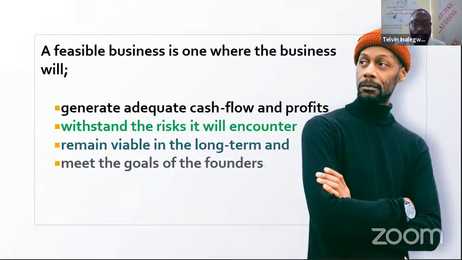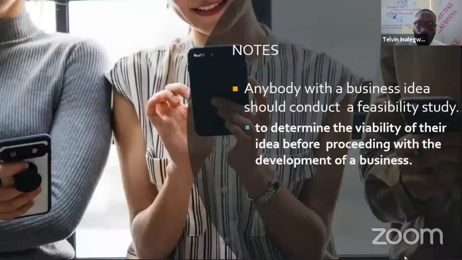And of course, a feasible business is one where the business will meet the goals of the founders. You set up a business and you have your goals. One of those goals will be profit maximization. Another goal is to solve the essential problem. For instance, a lack of water or lack of social amenity like power supply, and your business is to provide these social amenities, and then your business is unable to meet the goals, then it is not yet a feasible business. It should be able to meet the goals of the founder.